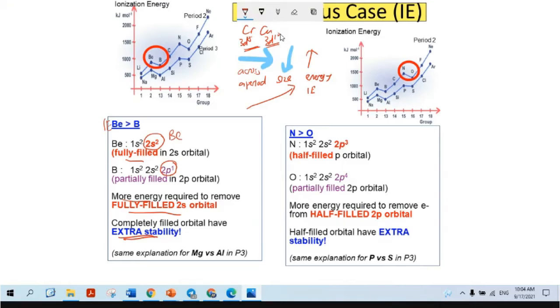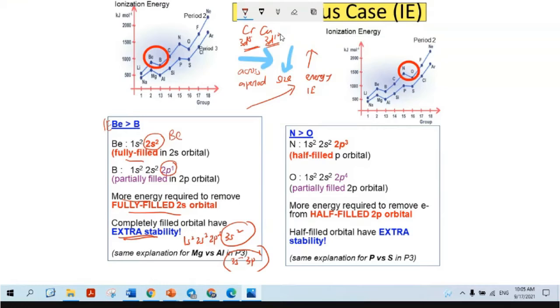Okay, same thing happens for magnesium and aluminium. The electronic configuration for magnesium is 1s2, 2s2, 2p6, then 3s2, and for aluminium it is 3s2, 3p1. But the explanation is still the same. This is due to the completely filled 3s orbital, and this one is a 2p partially filled orbital.